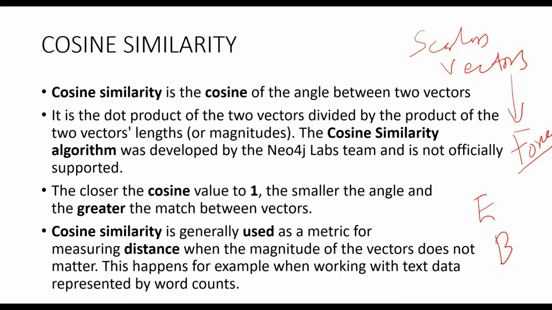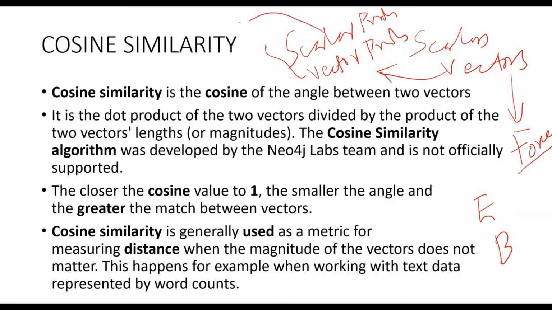For vector multiplication, there are two types of rules we follow. One is the scalar product, and another one is the vector product. These two are for vector multiplication. The cosine similarity comes from the scalar product, so I will discuss how. We define the cosine similarity from the scalar product of vectors. I am not discussing the vector product here.